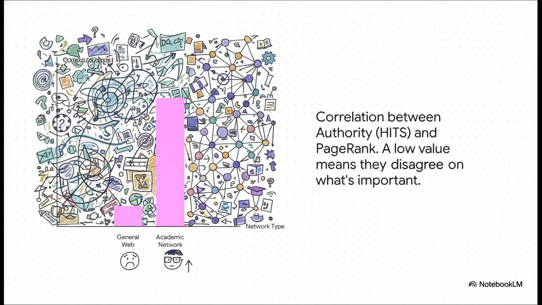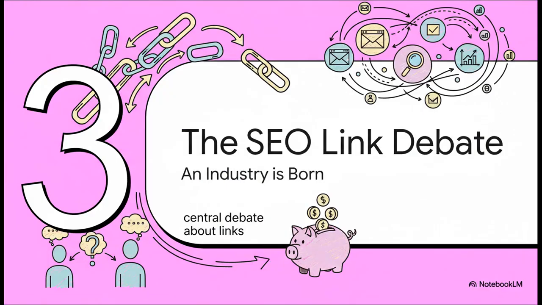But in a highly structured place, like an academic network where every citation is deliberate, they are nearly in perfect agreement. And that tells us something huge. The very structure of a network fundamentally changes what importance even means. The success of PageRank didn't just organize the web. It accidentally created a multi-billion-dollar industry dedicated to trying to understand and, well, influence it.